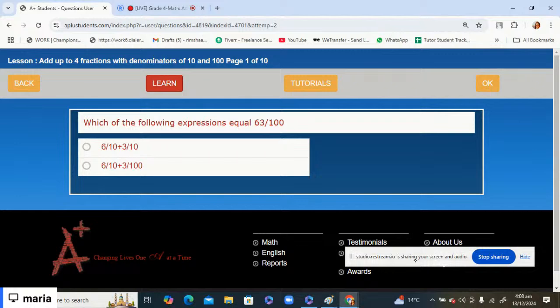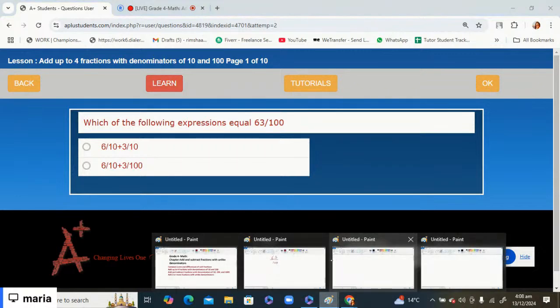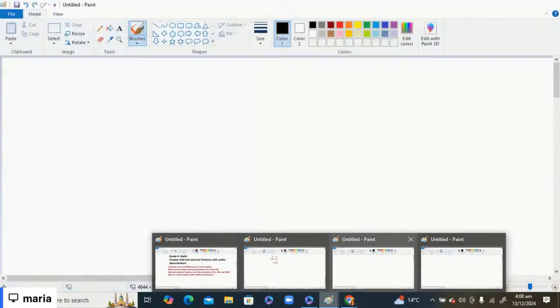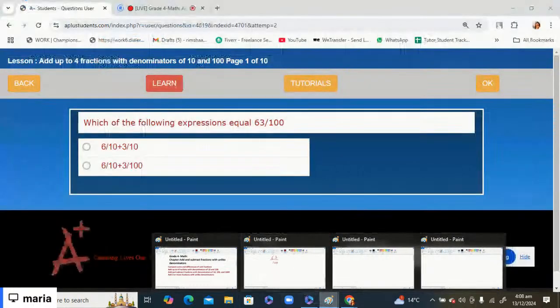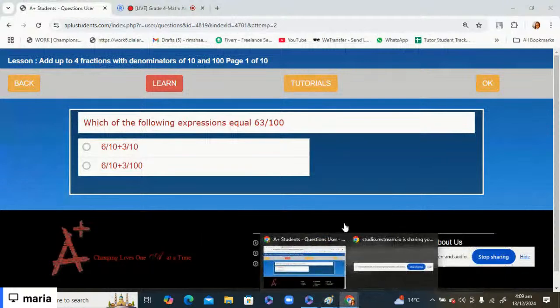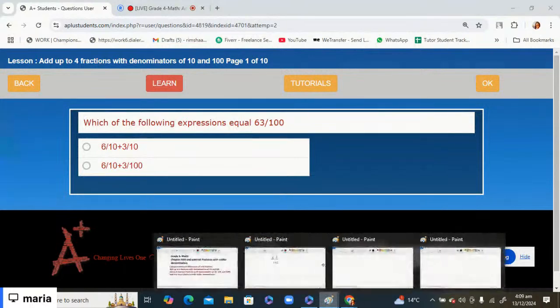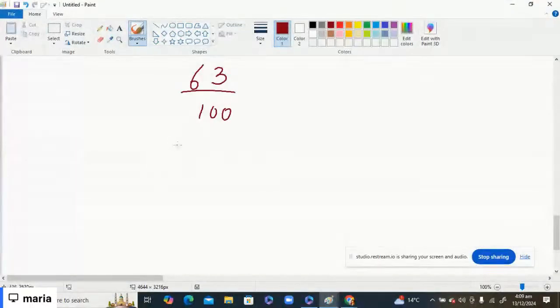Let me just tell you this one. 63 by 100 is one way, but look at the question here. This is 6 by 10 and 3 by 10. In the question, they are saying 6 by 10 and 3 by 10. This is not 6 by 10 and 3 by 100. How can we say this is the right option? If you put 100 here and 100 here, 60 here and then 3, the answer is 63 by 100.